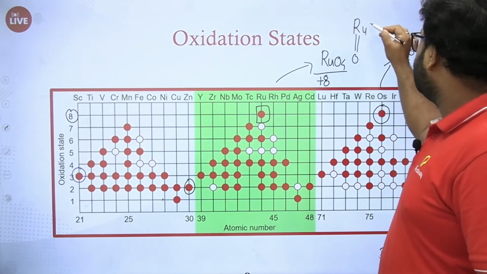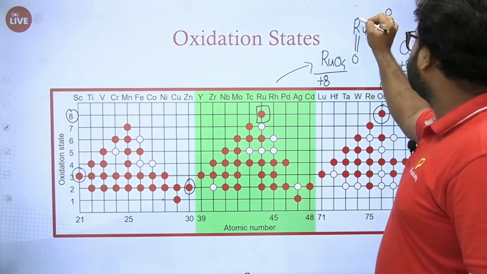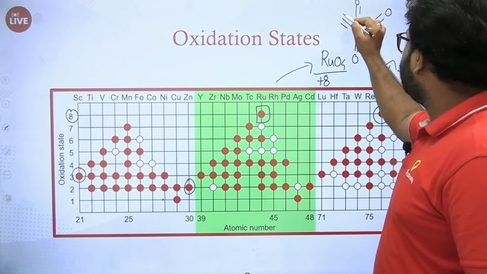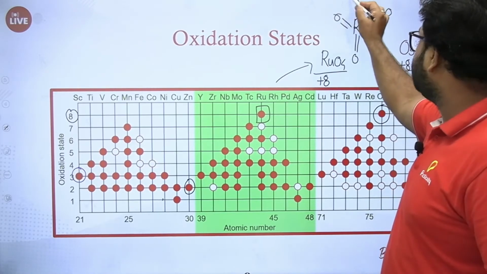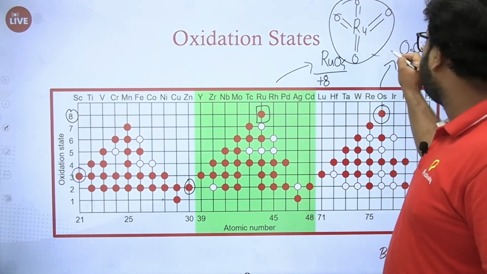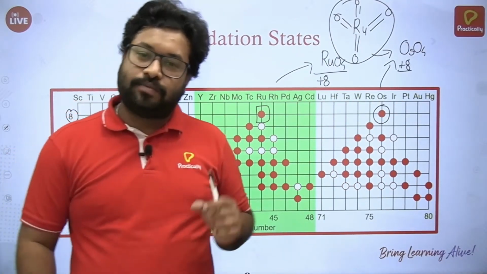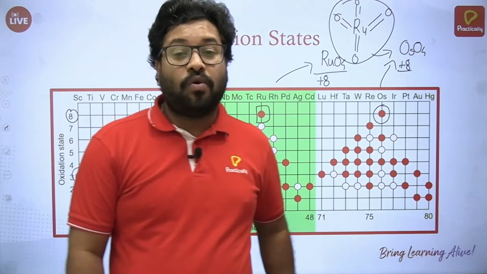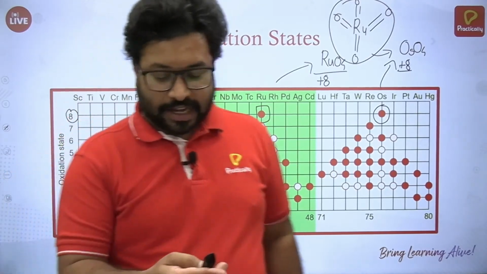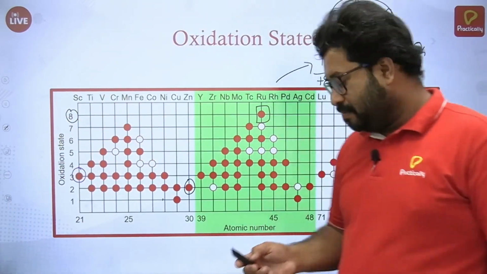Okay, so remember, the highest oxidation state is shown by only two elements. The same structure is shown by osmium tetraoxide also. So the highest oxidation state shown by ruthenium and osmium in the whole periodic table. Okay, chalo, moving ahead now.